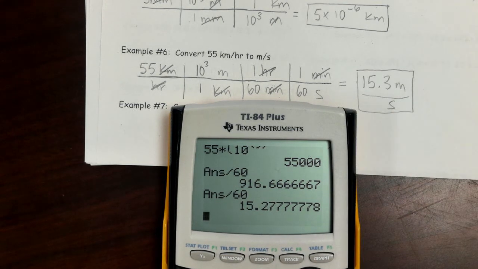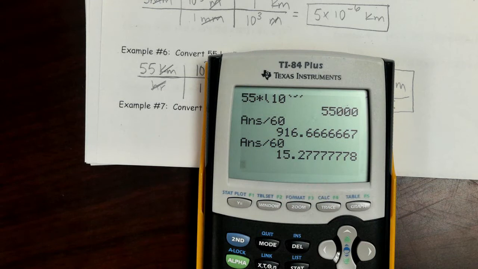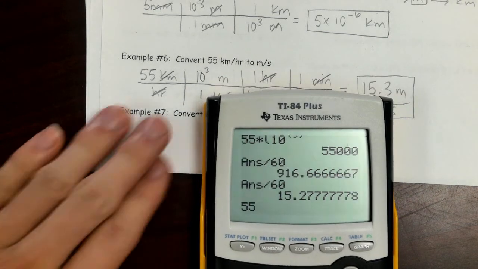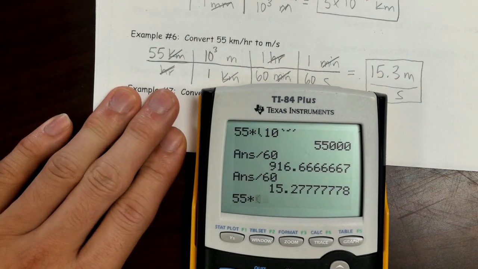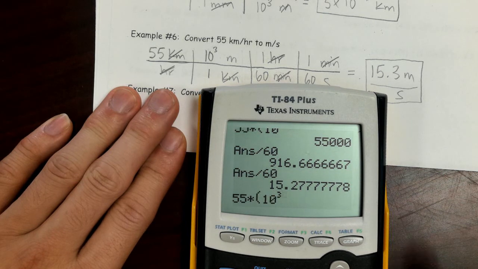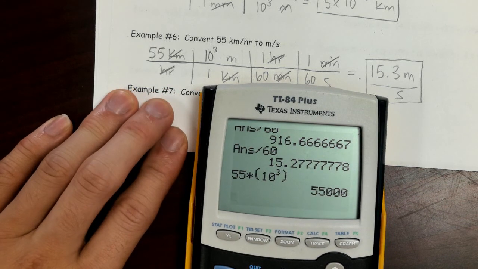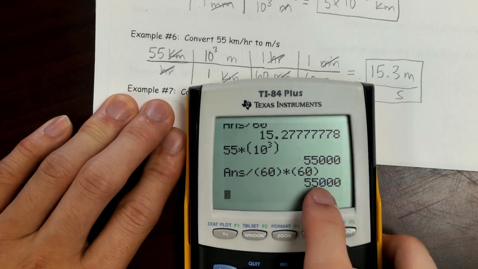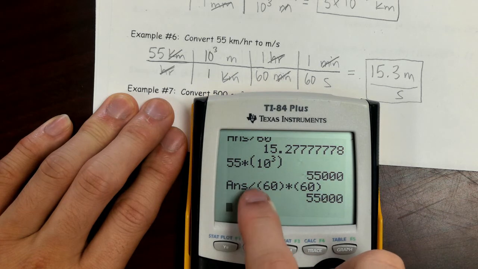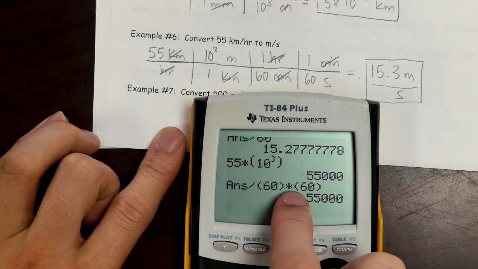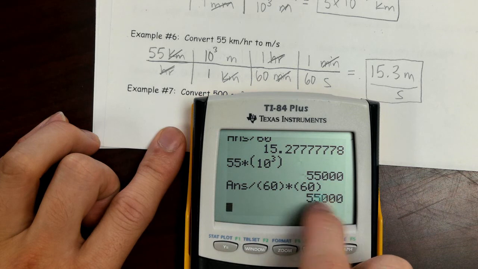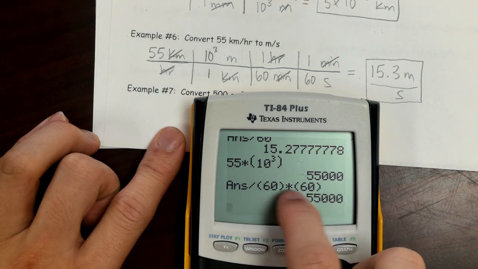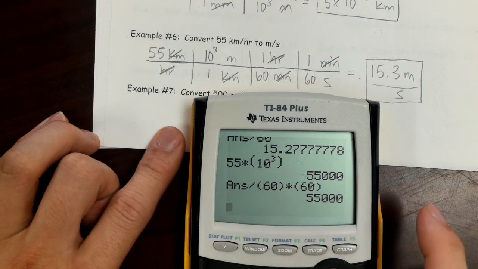Now one mistake I'll see a lot is people will enter it like this: 55 times 10 to the power of 3, and then they'll divide by 60, and then they'll multiply by 60. Please do not do that, right? Because if you go in the order of operations, all you do is divide by 60 and then multiply by 60. That gets you to the same answer. We want to divide by 3,600. Okay?